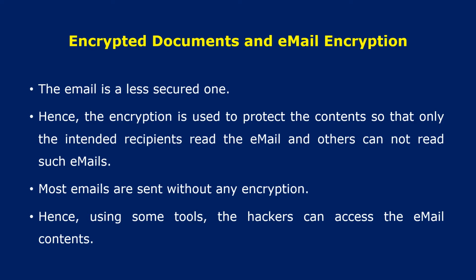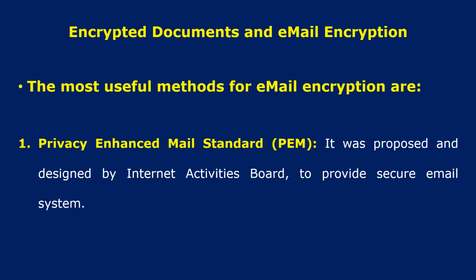Now let us see the two methods which are available for email encryption. The first and foremost useful method for email encryption is privacy enhanced mail standard. Privacy enhanced mail standard is an email security standard to provide secure electronic mail communication, that is email communication over the internet. So it is primarily meant for providing the security to email. The security of emails has become extremely important nowadays, and in order to deal with the security of emails, the Internet Activities Board itself has proposed, designed and adopted this one.